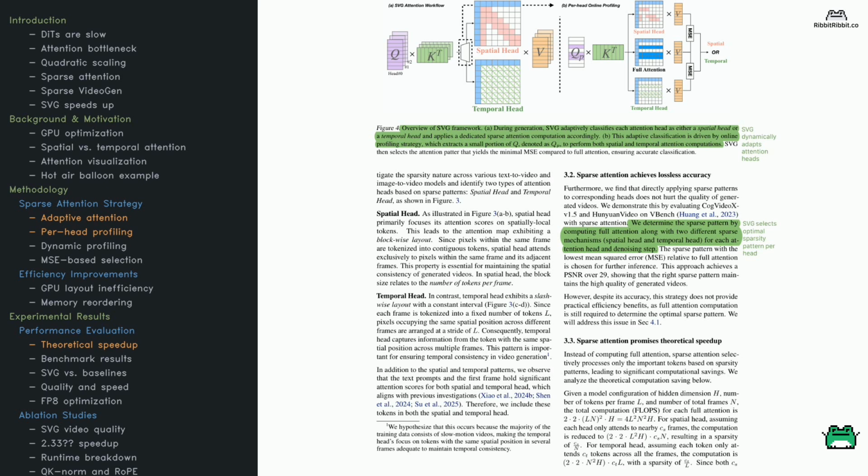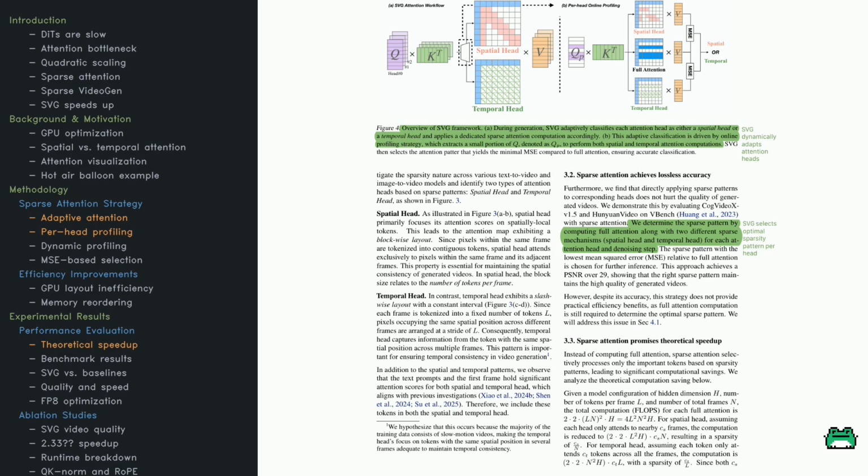Traditional video transformers treat all attention equally, but that's inefficient. Sparse VideoGen, SVG, fixes this by splitting attention heads into spatial and temporal types and applying different optimizations to each. Take a look at Figure 4. Instead of predefining which heads are spatial or temporal, SVG profiles them dynamically. It does this by sampling a small portion of queries and testing both spatial and temporal attention on them. The method that produces results closest to full attention with the least error is chosen. This ensures that SVG stays adaptive without requiring extra training.